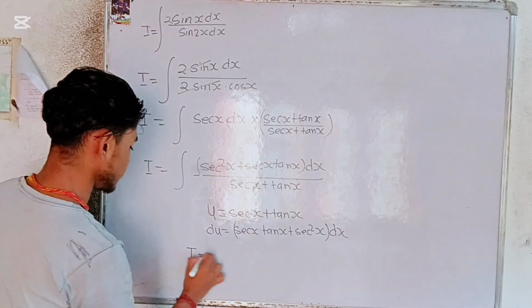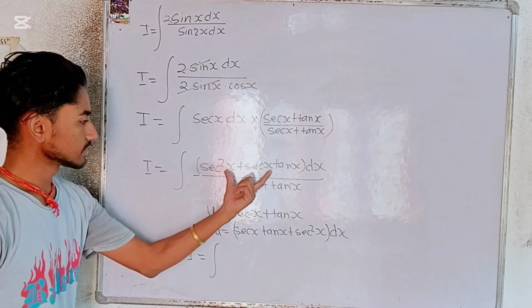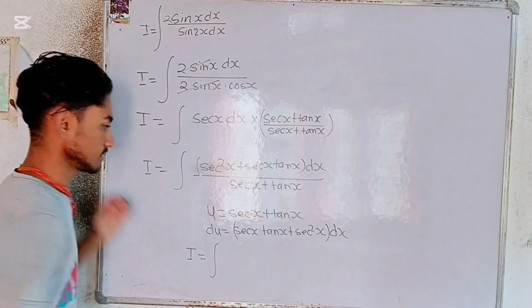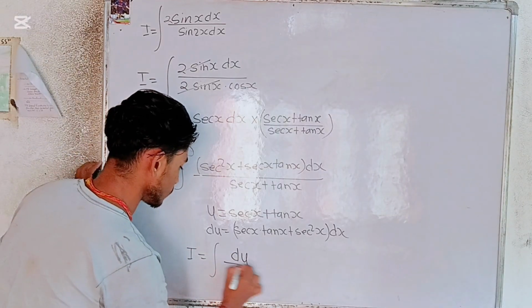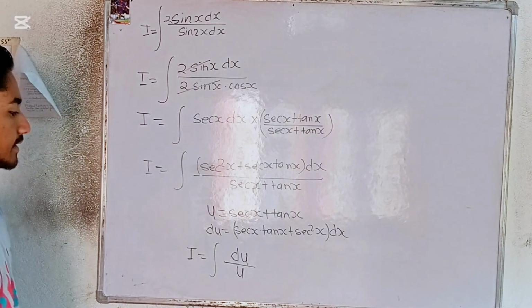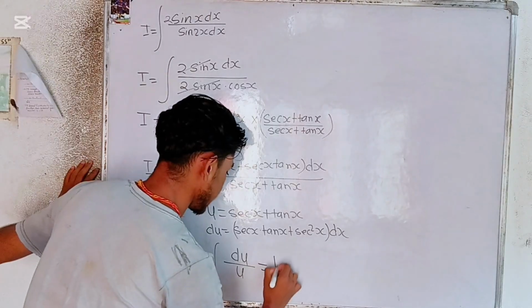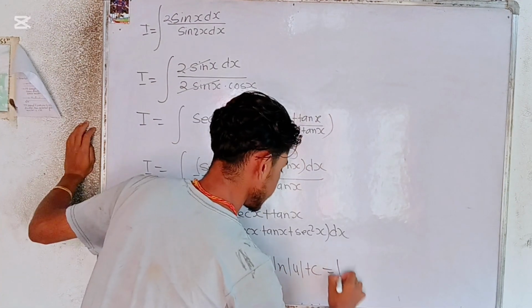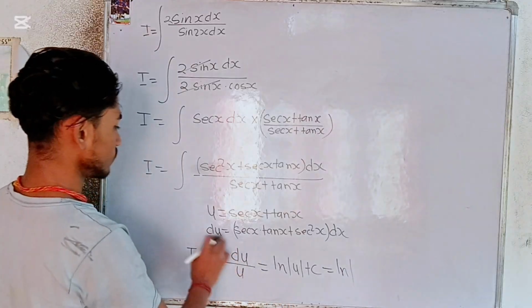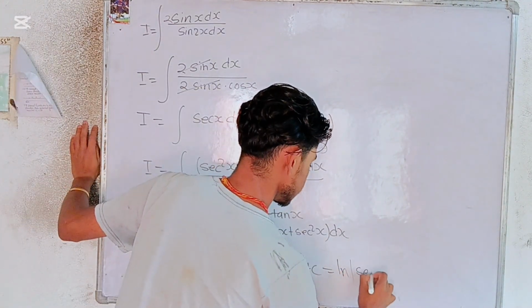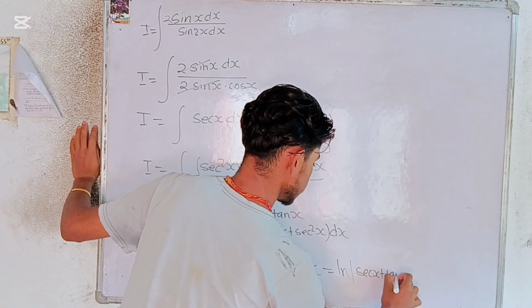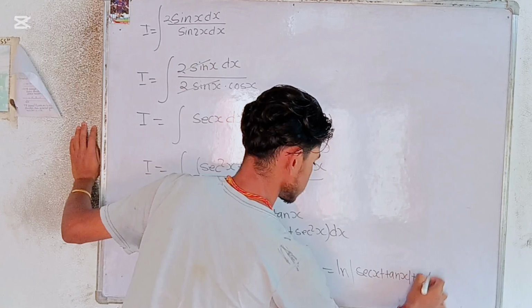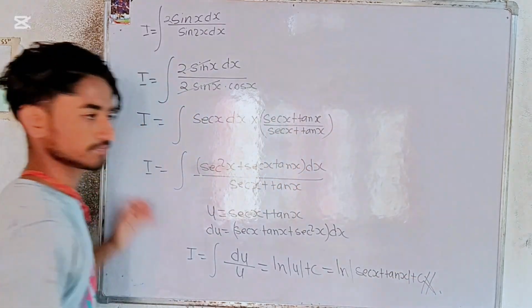So I get I is the integral, this is simply du over u, right? So we simply get ln u plus some constant c, and in terms of x we can write ln of secant x plus tangent of x, plus some constant c.